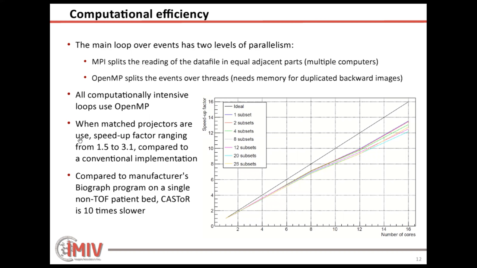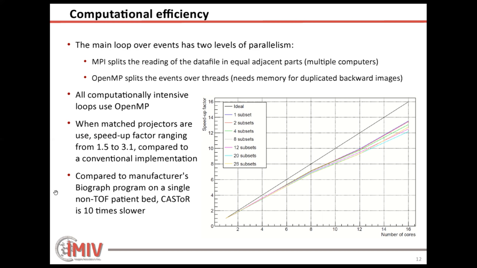Then, as I said, we call the projector only once when we are using matched projectors. So the system matrix elements are stored and then just used for the actual forward and backward projections. We tested this in many different situations and it leads to a speed up factor of about 1.5 to 3.1, depending, compared to the conventional implementation where the projector is actually called twice for the forward and backward projections.